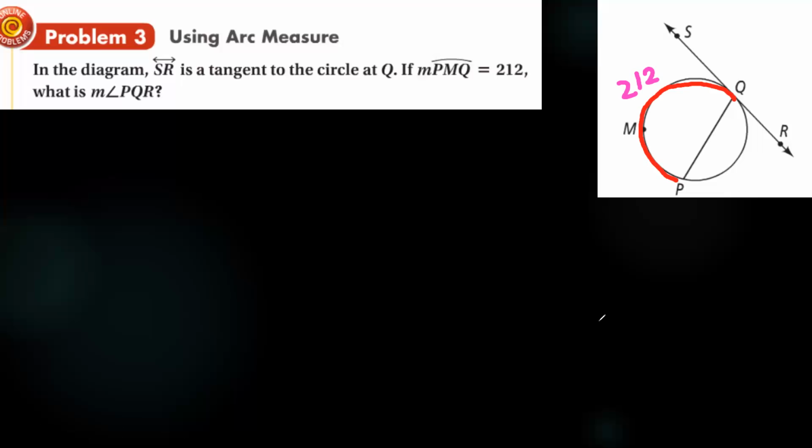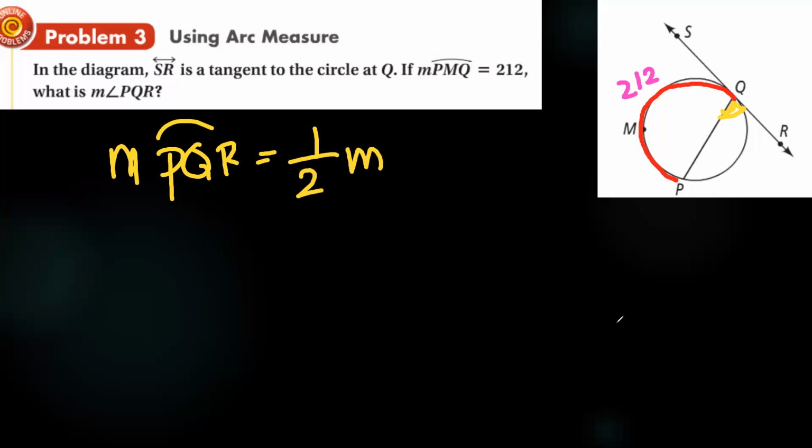They want to ask you, what is the measure of the angle PQR? So I want to find the measure of this angle here. For this angle, as we say, it is an angle between a tangent line and a chord. So the measure of the angle PQR will be half the measure of its intercepted arc. Where's the arc here? This is the intercepted arc. It is the measure of the arc PQ.